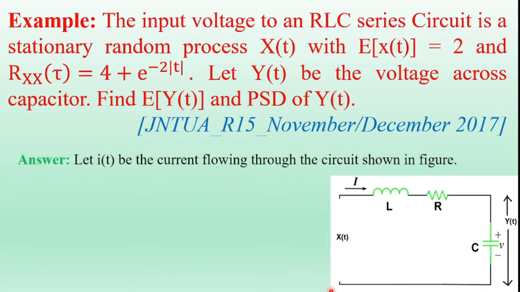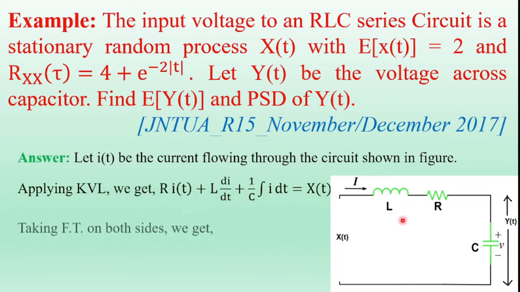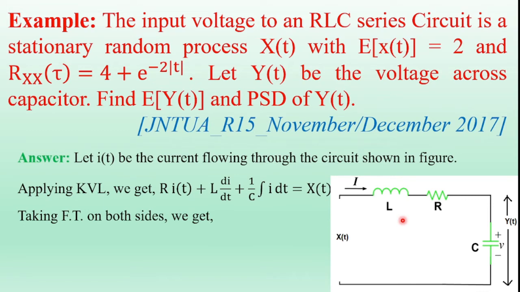Coming to the solution, consider a series RLC circuit as shown in this figure. Let i of t be the current flowing through the circuit. Applying KVL to this series RLC circuit: R i of t plus L di of t by dt plus 1 by C integral i of t dt is equal to x of t.